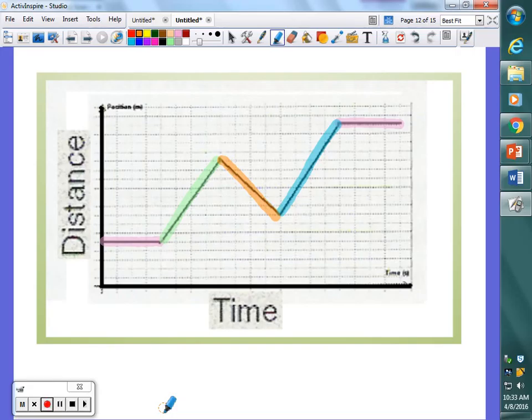Question number 2. Green versus orange. The object has the same speed during green as it does during orange. Speed or velocity? I mean speed. So, the object has the same speed in green as it does during orange. True or false?